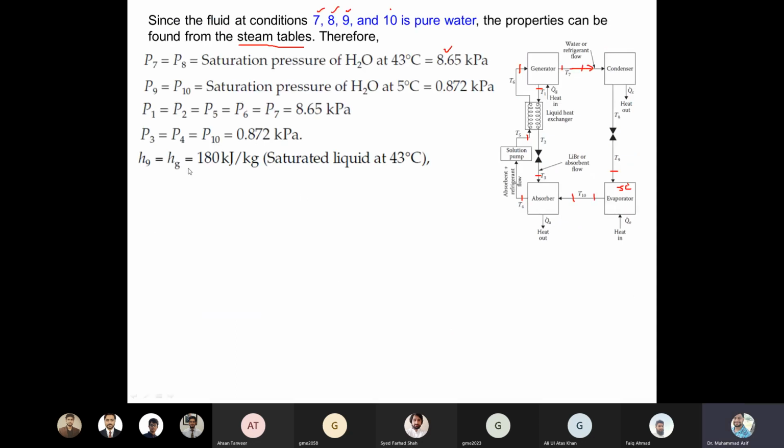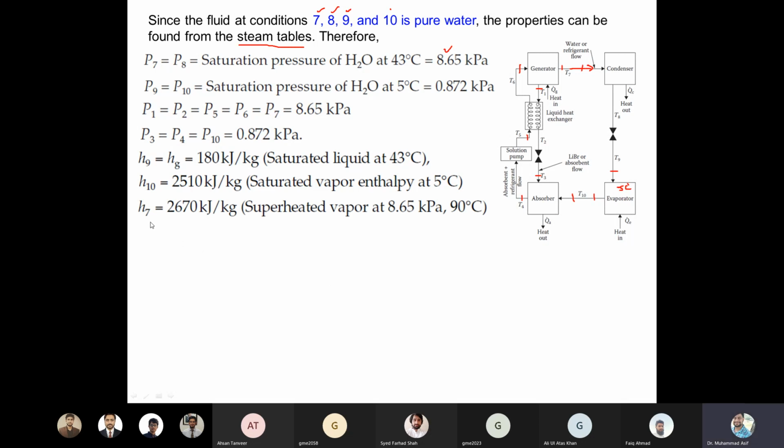Okay, and we also know H9 is equal to H10, right? This is an isenthalpic process. H8 is equal to H9, right? And what is H9? It means the saturated enthalpy at this pressure, which is also called Hg. Similarly, we can have H10, the enthalpy at this 5 degrees C. Again, this is also a phase change process.